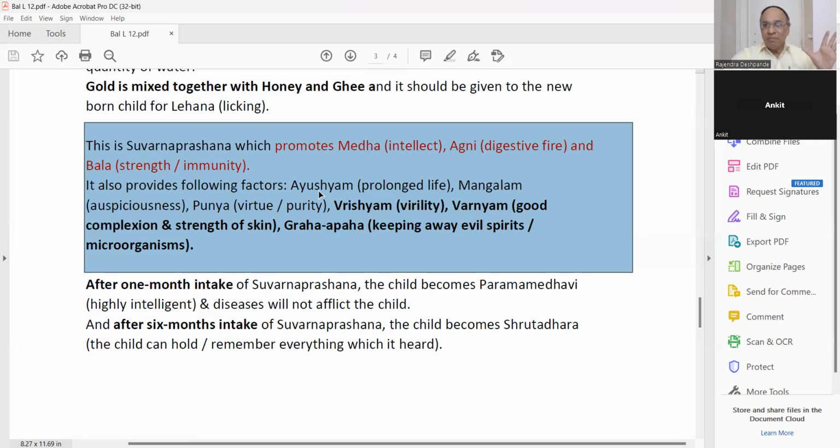First, Ayushyam, Ayush, prolonged life, quality of life. Mangalam, everything will be best, auspicious. Punya, virtue or purity, mind purity is more expected in the Punya. Then Vrishya, virility, great energy of each cell. That is because of the Shukra Dhatu. Then Varnya, Varna, good color and complexion, the beauty of the skin. Graha Apaha, keeping away the evil spirits. That means the microorganisms, bacteria, viruses, fungi.